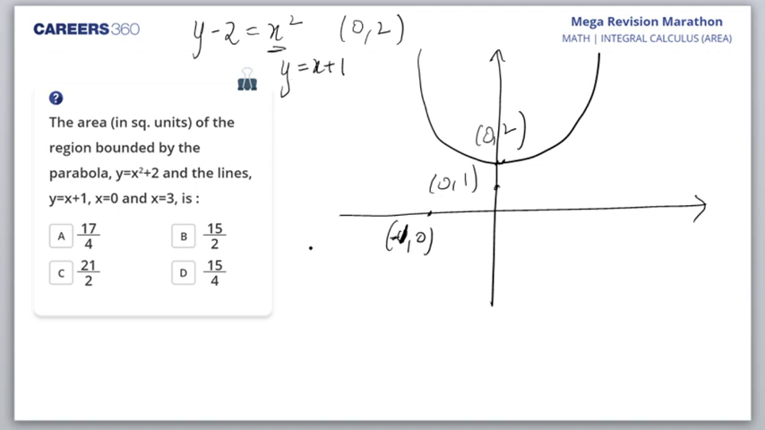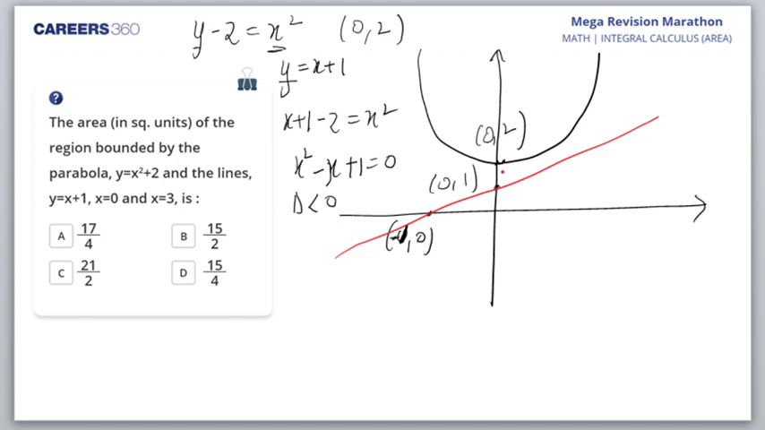Why did I substitute here? What do I get? x plus 1 minus 2 is equal to x square. I hope you understand why I substituted it here. So what do I get? x square minus x plus 1 is equal to 0. Its roots are minus omega and minus omega square. Its discriminant is less than 0. So this line and this parabola do not intersect at all. I hope this point is clear to you. So the line would go like this, without touching the parabola at all.